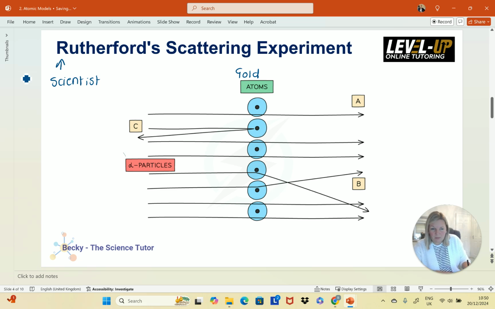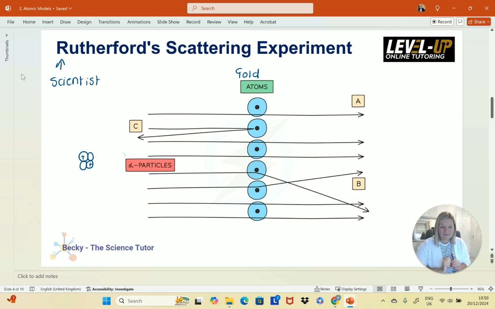Now alpha particles, if you put your physics hat on for a moment, are made of 2 positive protons and 2 neutral neutrons. So overall an alpha particle has a positive charge. That'll be important in a minute or two. So Rutherford took this sheet of gold and he fired alpha particles at it.